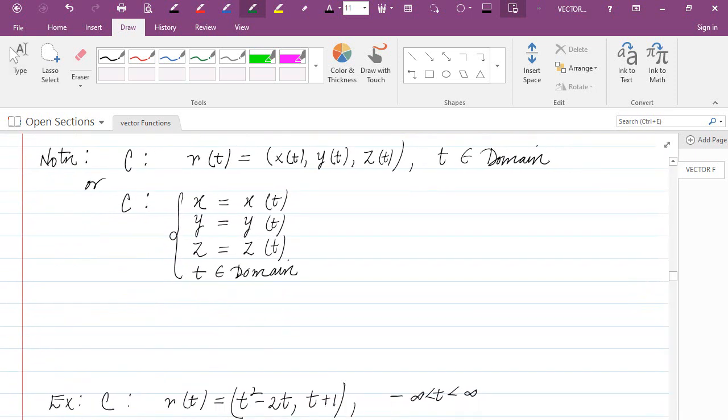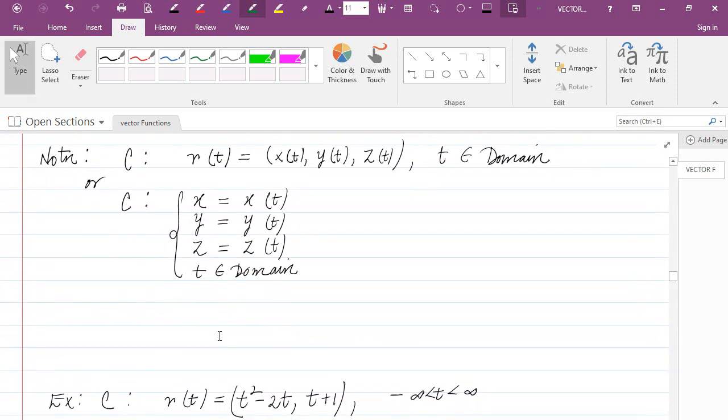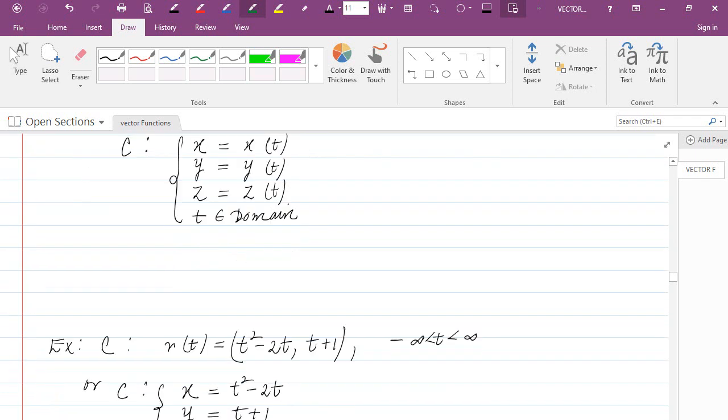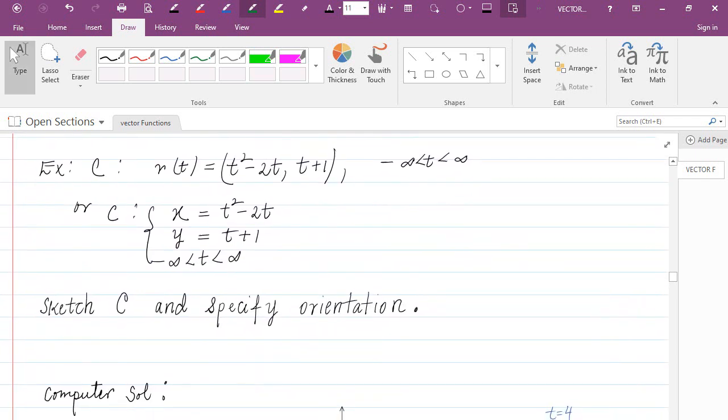When we express a curve, we use either this notation right here or this notation right here. So, for example, here is an example. We have a curve C, and it is parameterized by this vector function r of t, which is equal to the vector t squared minus 2t comma t plus 1, where t varies from negative infinity to infinity.